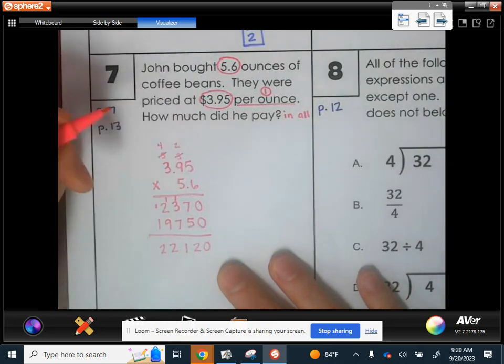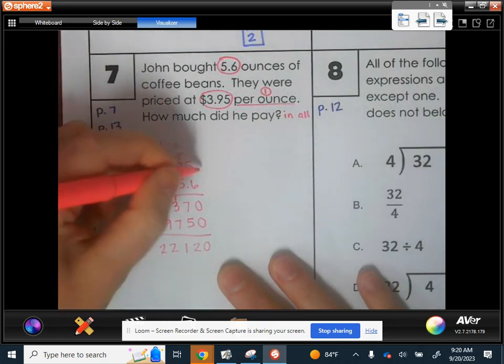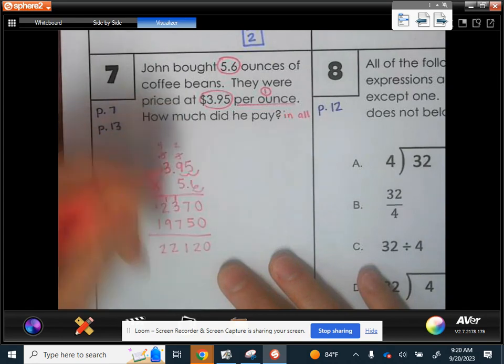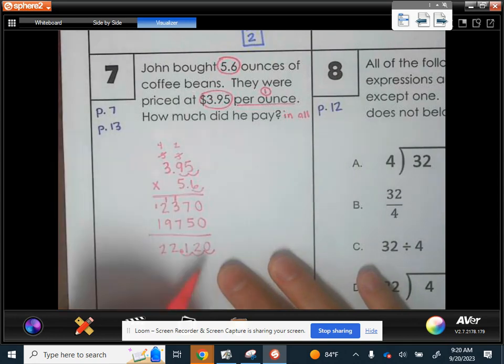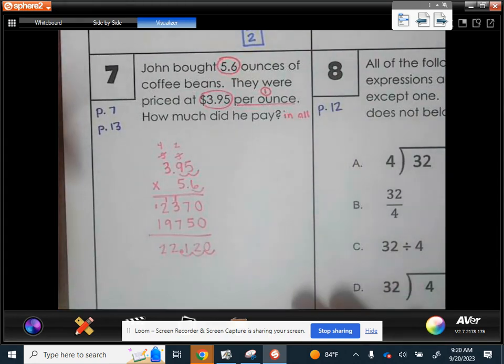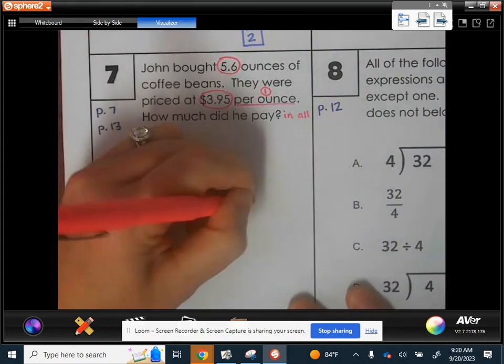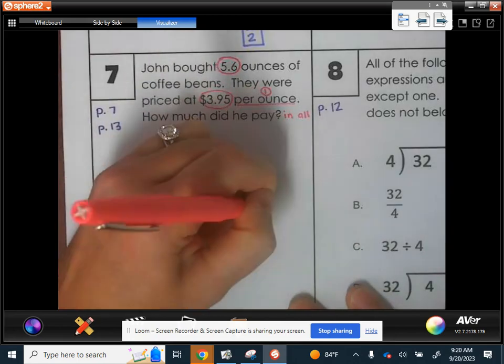And we have to count to see where our decimal place is going to go. So we have 1, 2, 3. We need 1, 2, 3. We can drop that 0 off the end because this is money and we don't need that 0. So he would pay $22.12.